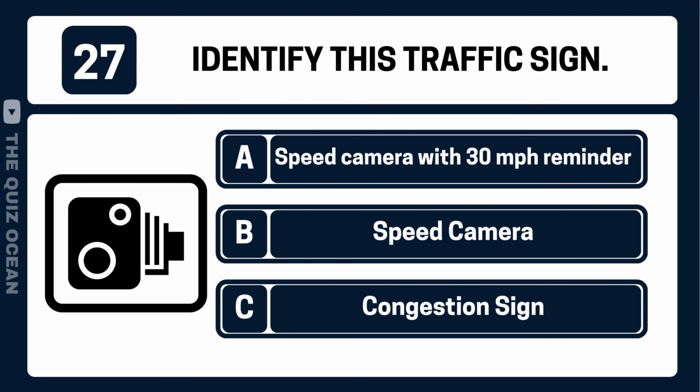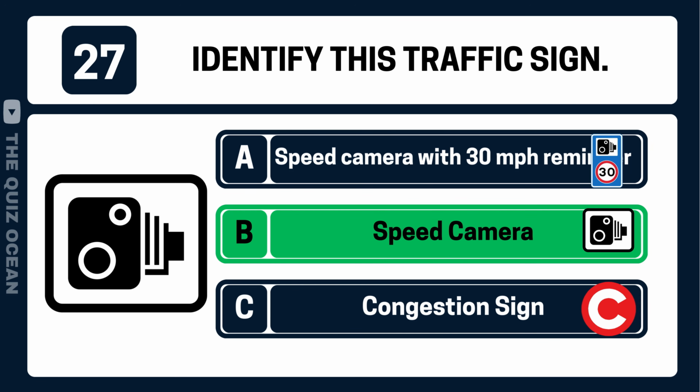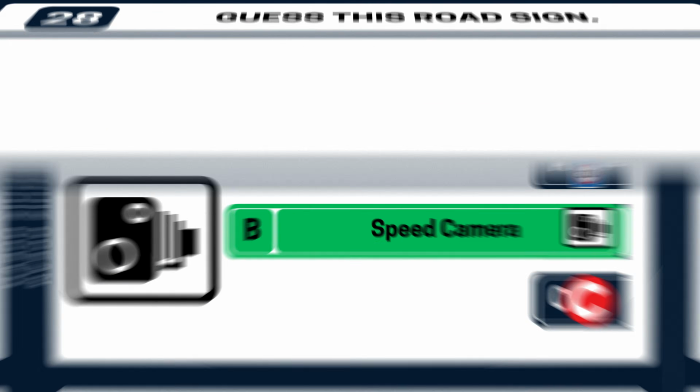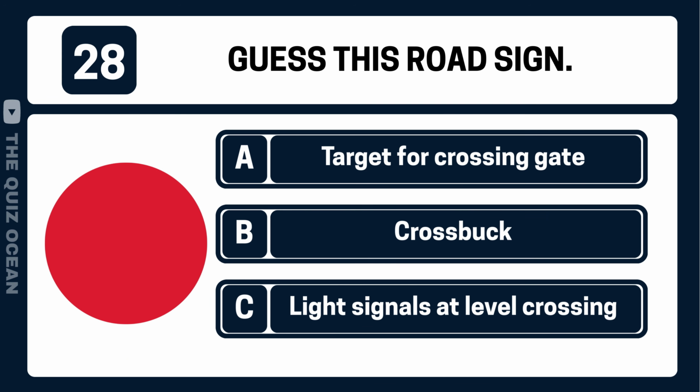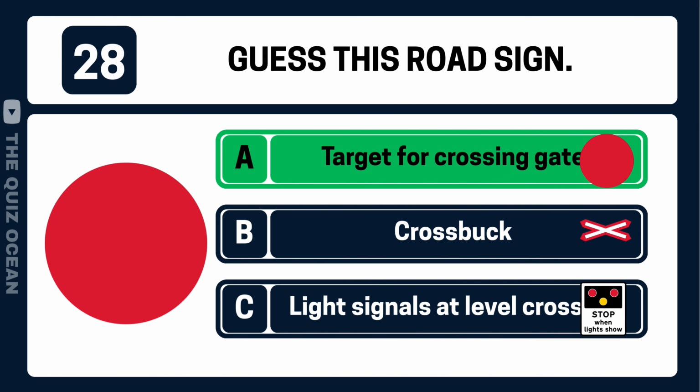Identify this traffic sign. Well spotted. This is the speed camera sign. Guess this road sign. Good observation. This sign marks the target for a crossing gate.